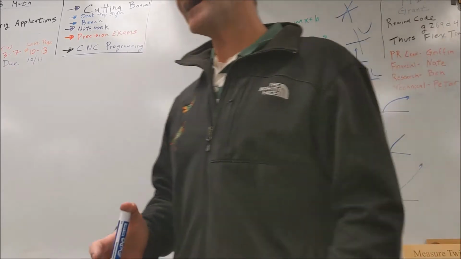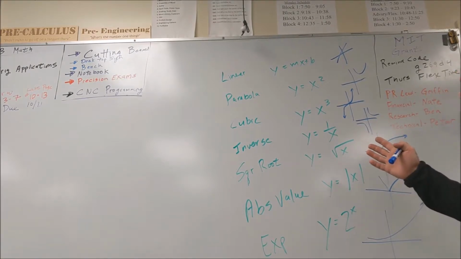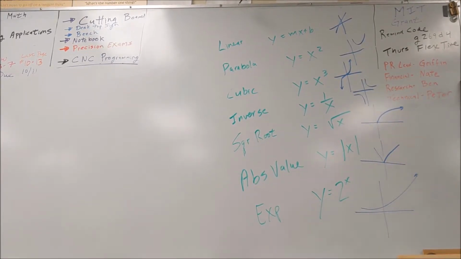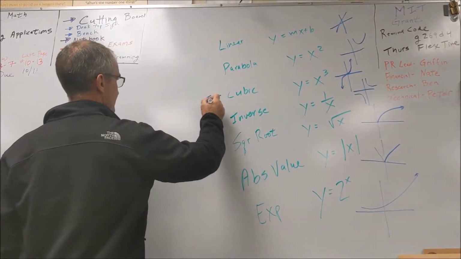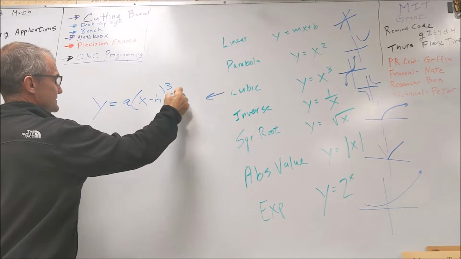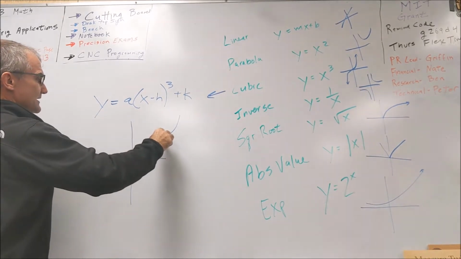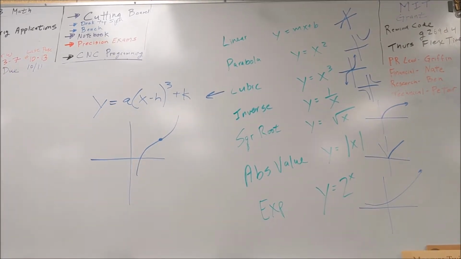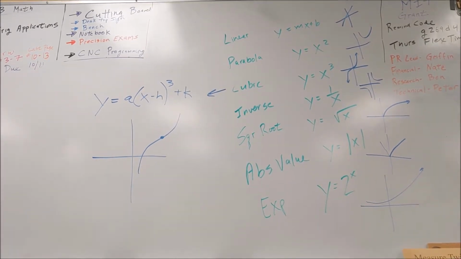And then from those parent graphs, we transform those parent graphs, meaning that we added an a value for dilation and an h, k for moving the vertex around. And you should be able to do that with every one of those kinds of functions. So as an example of a cubic, we have y is now equal to a times x minus h, quantity cubed, plus k. This is a cubic function with a new vertex at h, k, and then either it's kind of elongated or scrunched together based on a. And we should be able to find all those equations like we did with the parabola. All right, then number 12 is circles.